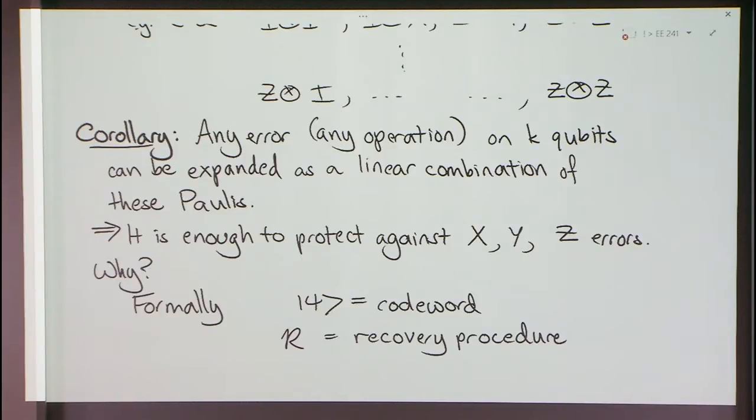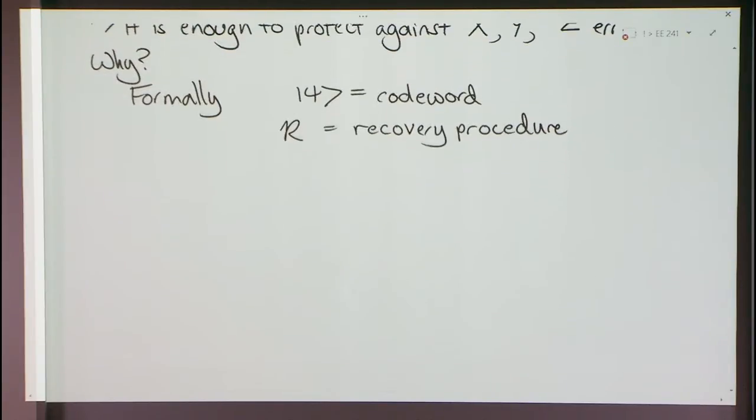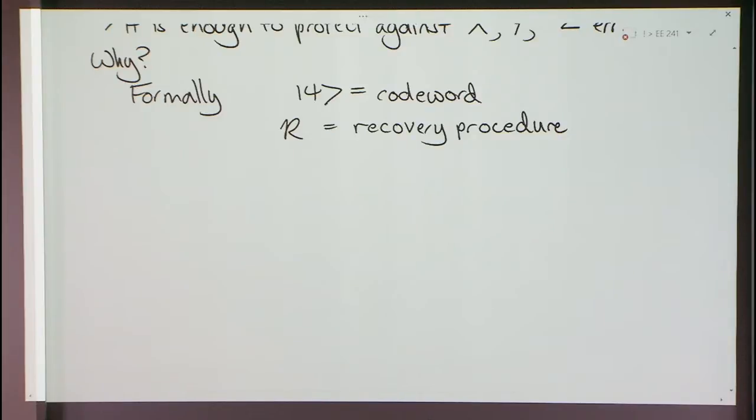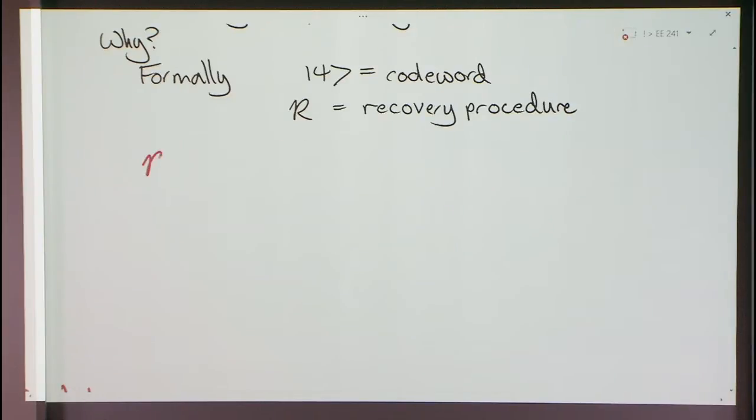So say we have some code with some code word psi, and there's some recovery procedure R that the claim is R protects against X, Y, and Z errors, discrete X, Y, and Z errors. And therefore, what I'm going to show is that it protects against all errors. That's enough. So let's see. What does it mean that it protects against X, Y, and Z errors? It means that you have R times X on qubit 3 times psi. It should give you back the state psi, possibly with some extra garbage space. So say phi x3 or something.